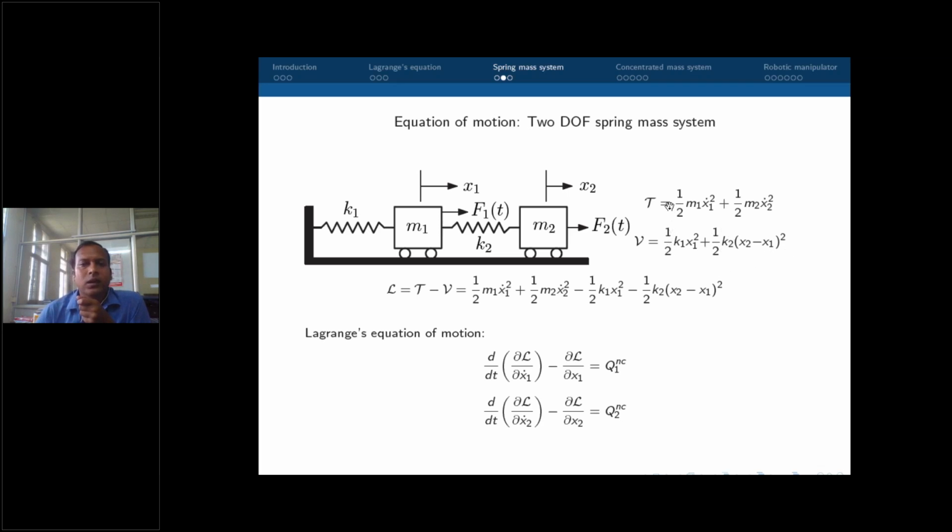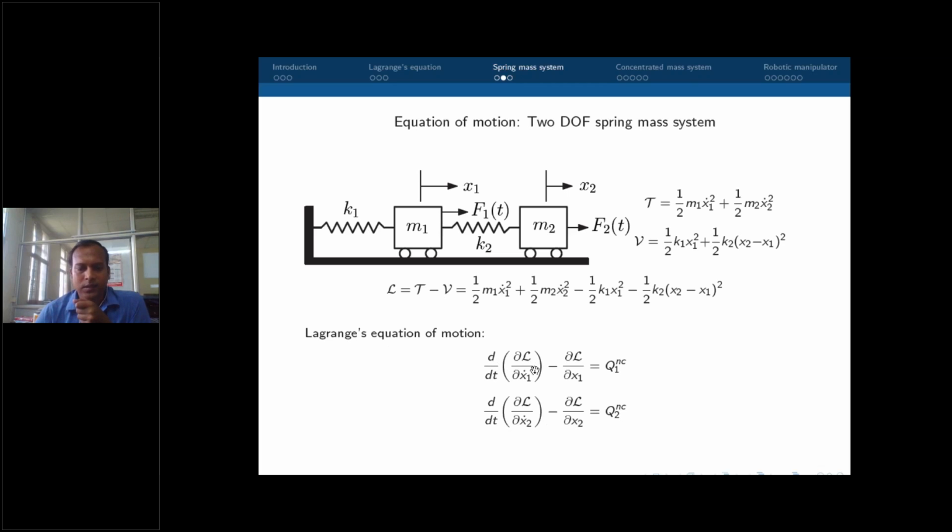So now we have kinetic energy and potential energy. Using this, we can construct the Lagrangian, T minus V, and that is written here. In the next slide, we will substitute this L in the Lagrange's equation of motion, which we have mentioned here.